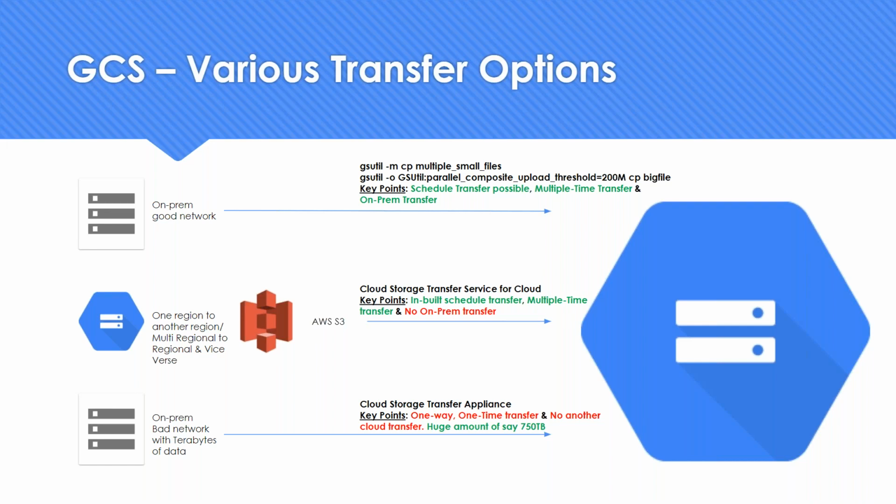But till what we have done, is it clear? So gsutil if the bandwidth is good, transfer service for cloud if it is from cloud to cloud. Anything in this part, if it's not clear, let me know.